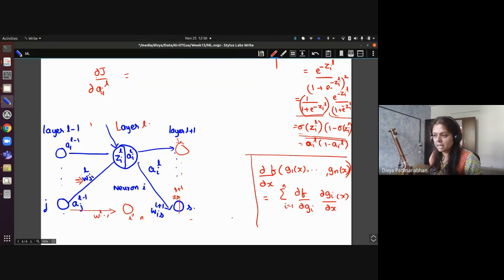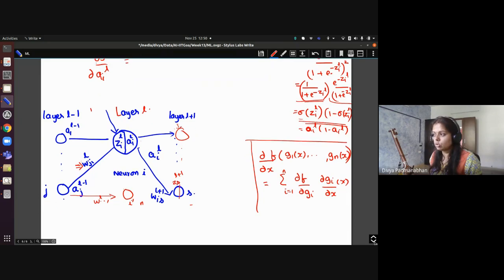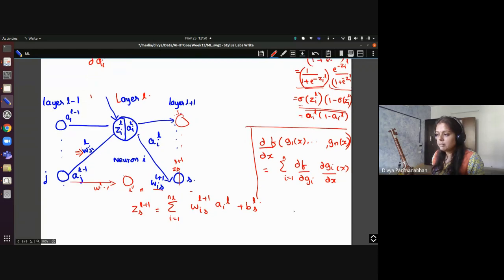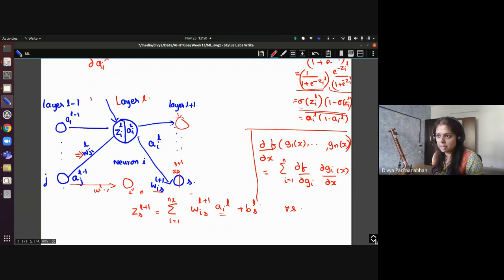It's the same idea here. a_i^l is getting used by all these neurons in the next layer. So what you would have is z_s^(l+1) is the summation of W_is^(l+1) times a_i^l, where all the i's in this layer matter, plus b_s^(l+1). This is how it comes, and this will be true for every s. In every s, this particular a_i^l is going to come in as well.